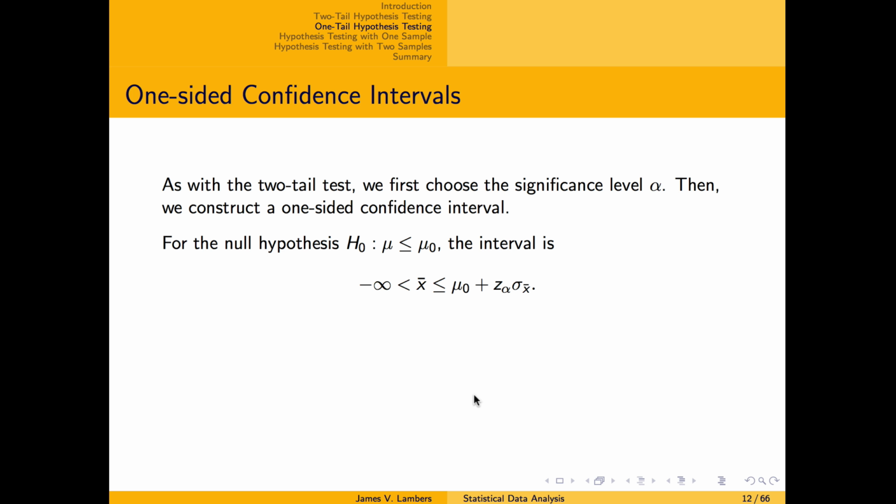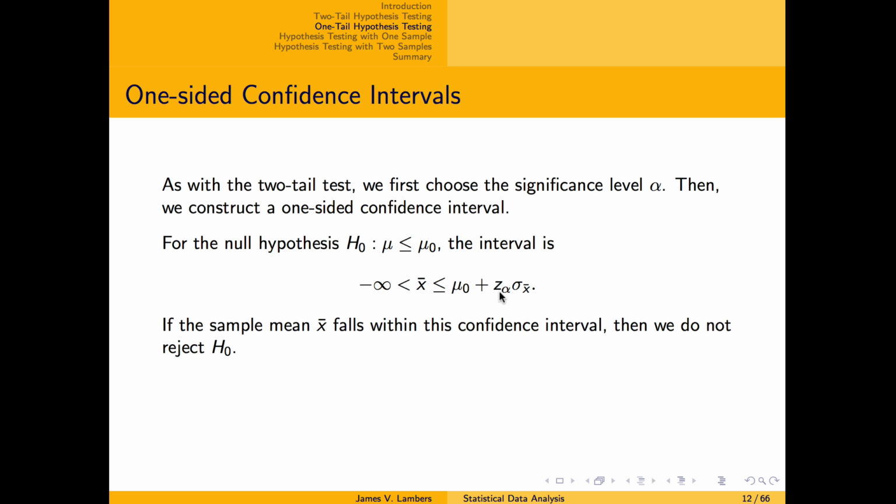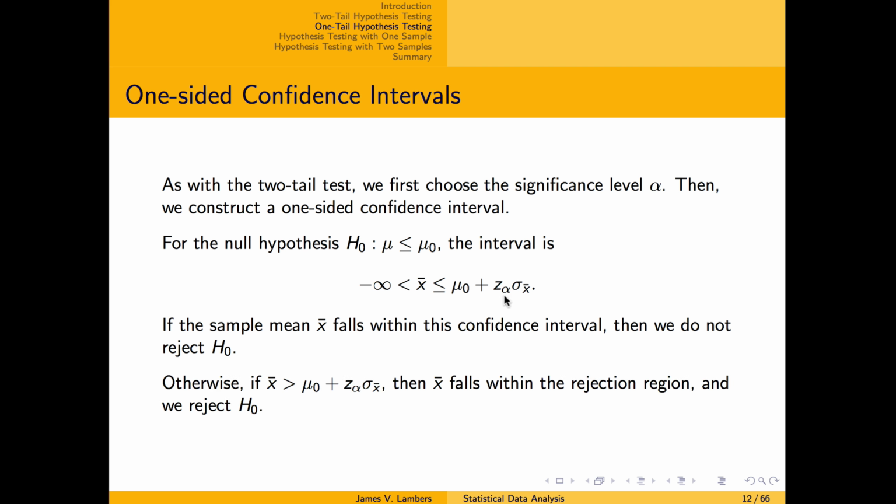For example, if H0 states that the mean is less than or equal to some value, then the confidence interval consists of all real numbers less than or equal to this value that is greater than mu0. That is, H0 is not rejected if a sample mean is not greater than mu0 to a statistically significant degree, where a margin of error indicates what statistically significant means. On the other hand, if x bar is greater than this threshold, then we reject H0.